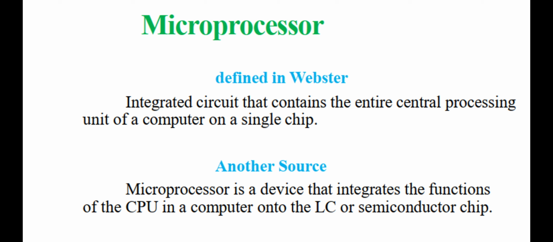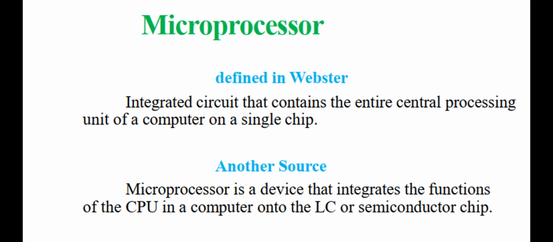Microprocessor, as defined in Webster: an integrated circuit that contains the entire central processing unit of a computer on a single chip. Another source: a microprocessor is a device that integrates the functions of a CPU in a computer onto a single semiconductor chip.